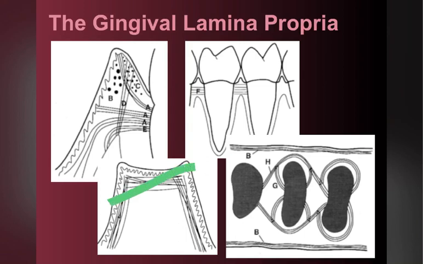I, they are called interdental. Some of them run in this direction, some in this direction. And J, vertical fibers.